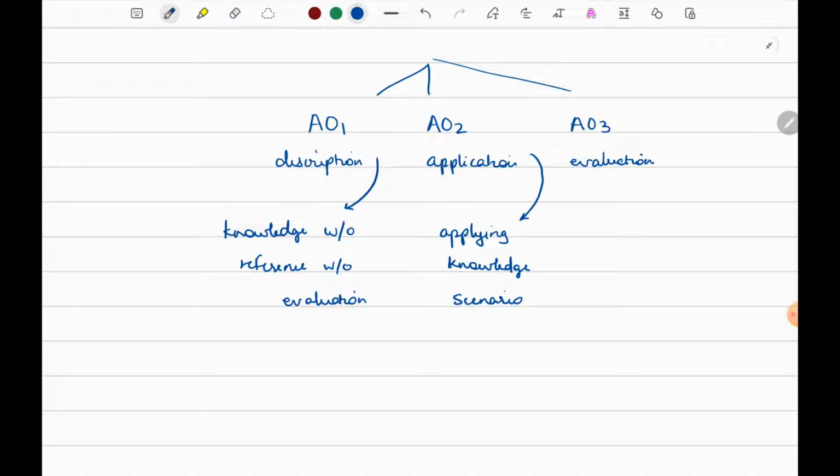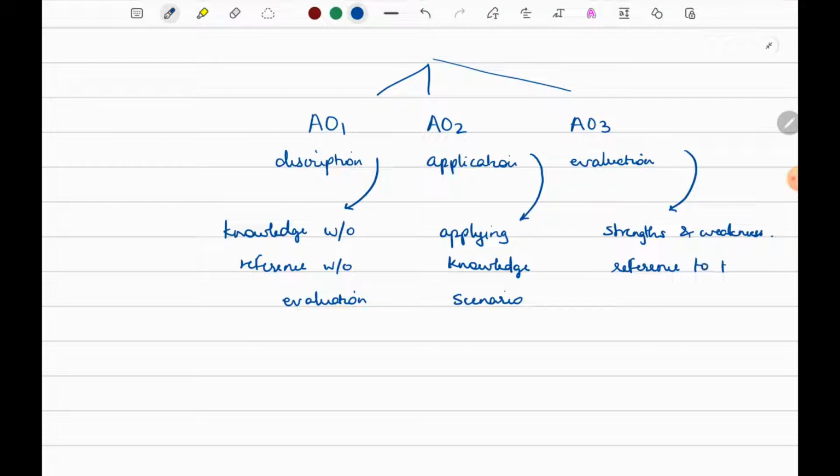And then there is evaluation. Evaluation means strengths and weaknesses. I don't know how students confuse evaluation and application. So whenever you see evaluation, just keep in mind strengths and weaknesses. That means, of course, whatever is relevant, whatever is being discussed, for that only we have to point out the strengths and weaknesses. And we will refer to the scenario in this case also.